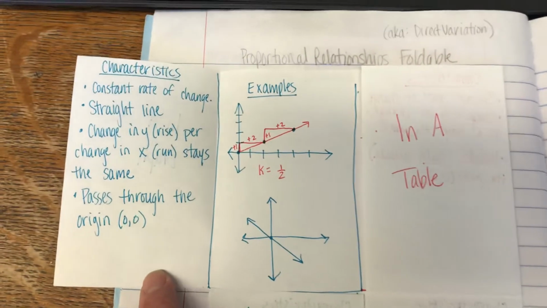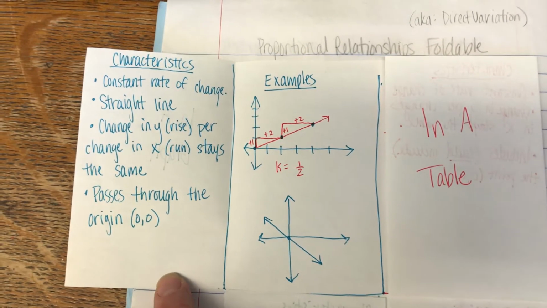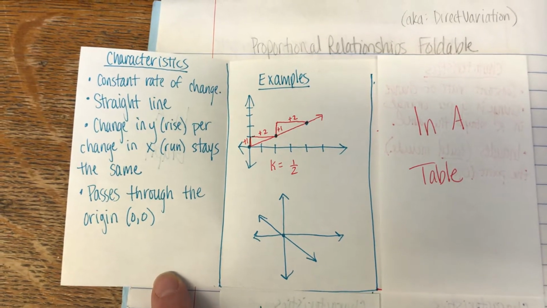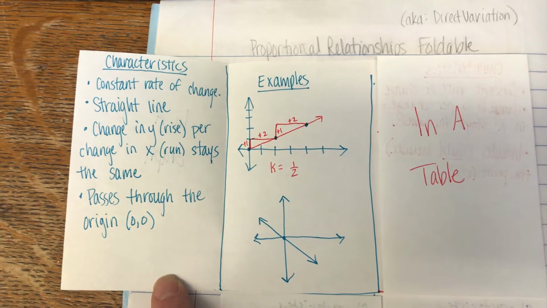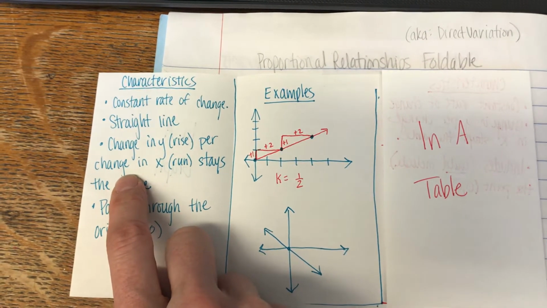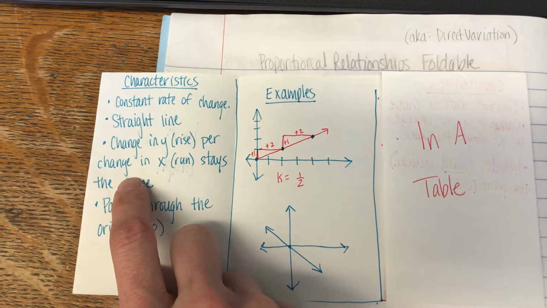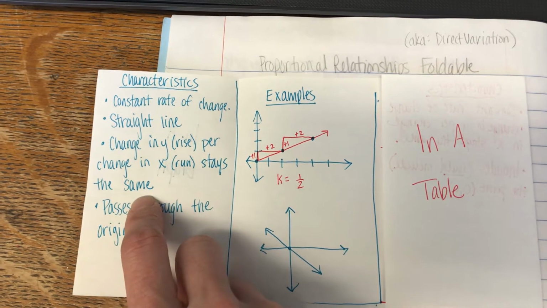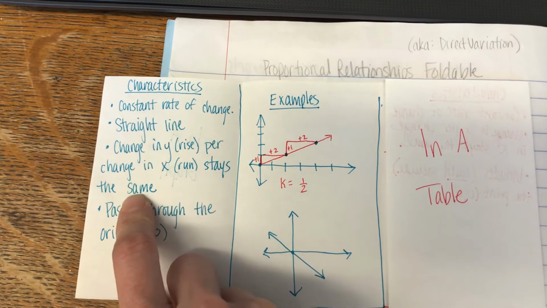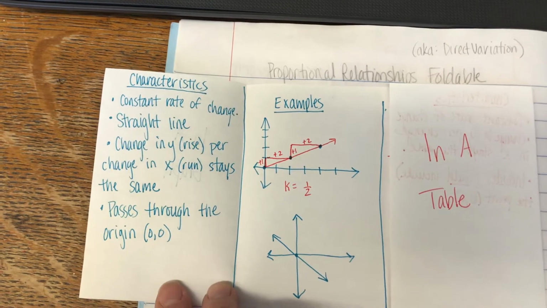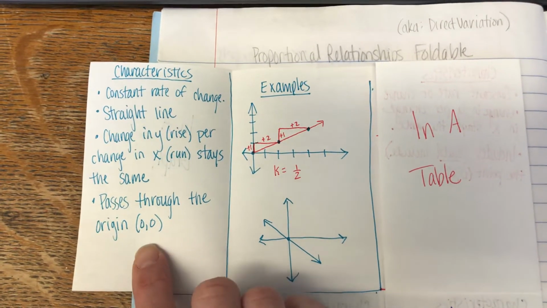In a graph, a proportional relationship is going to be a straight line, and the slope stays the same. We wrote that here as change in y per change in x, rise and run, like that change stays the same. We hadn't learned the word slope at that point. And it passes through the origin, which is 0, 0.